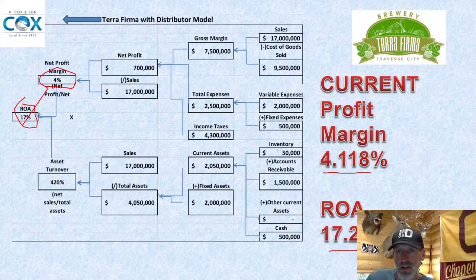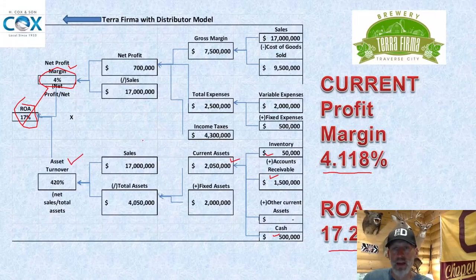Same thing with return on assets. You can see the calculations here go right to left. Inventory, accounts receivable, as well as cash, all go into our current asset account. Our fixed assets are $2 million. So these are all the functions that help us calculate net profit margin as well as our asset turnover. And in this case, there are impacts to both of those.